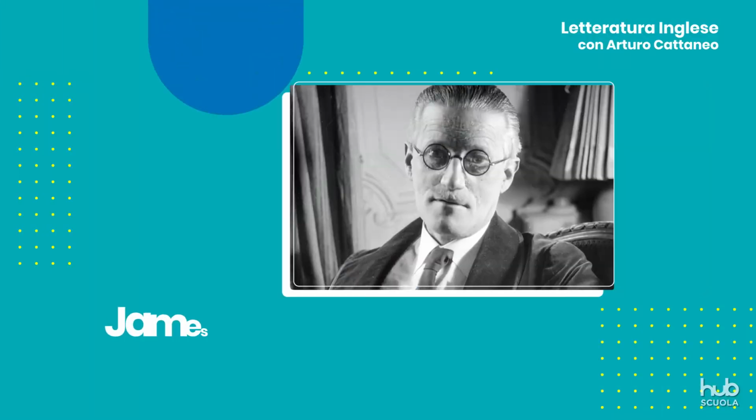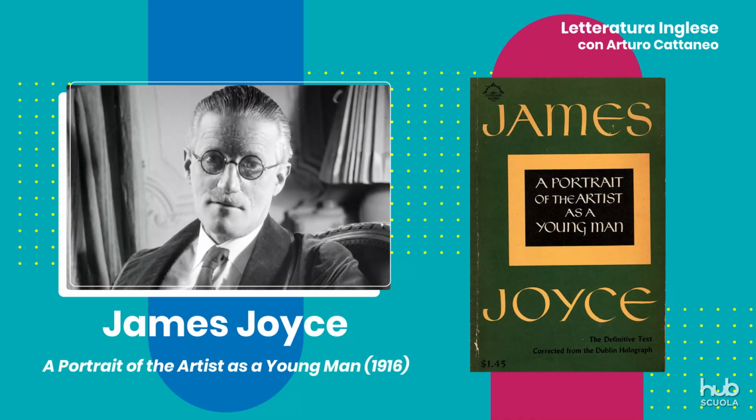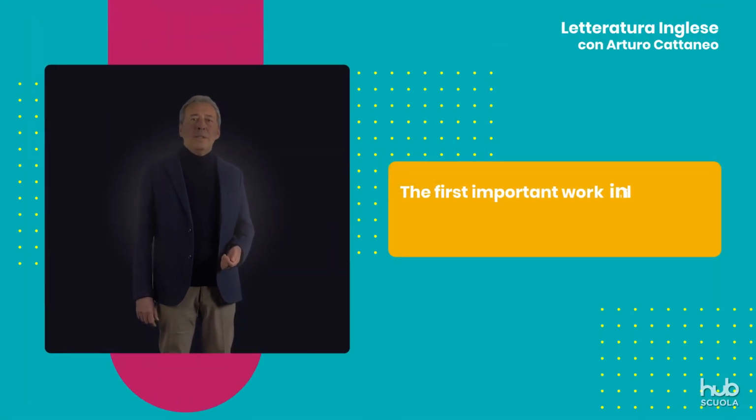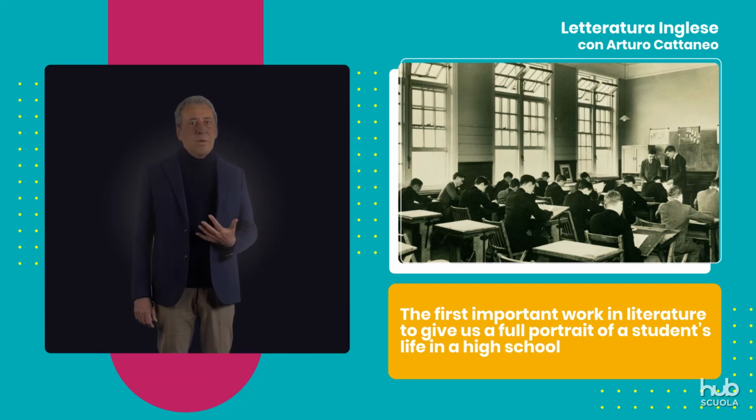The first important writer to put the case clearly was James Joyce in A Portrait of the Artist as a Young Man, 1916. There's one very interesting passage in this novel which is about a young man, Stephen Dedalus, at school. By the way, this is possibly the first important work in literature to give us a full portrait of a student's life in a high school. And there, in this particular passage, we see Stephen going to meet one of his teachers, the Dean of Studies, who is English, not Irish.